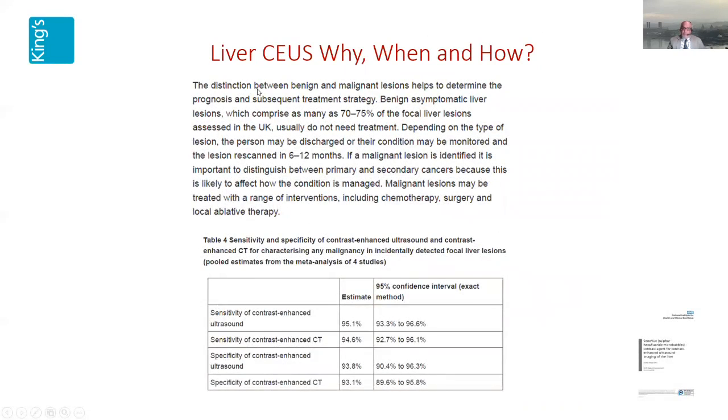So they were looking at focal liver lesions and the distinction between benign and malignant lesions to see if contrast-enhanced ultrasound would help. They determined that up to 75% of focal liver lesions assessed in the UK do not need treatment. So this means that when you see an incidental lesion on ultrasound, you are subjecting three quarters of your patients to unnecessary further investigations, which could potentially have a cost saving for the national health system. And they estimated from their referencing and their research that sensitivity of contrast-enhanced ultrasound was 95%, CT was 94%, specificity 93 and 93. So they too found that the sensitivity, specificity, and with it accuracy was quite high.